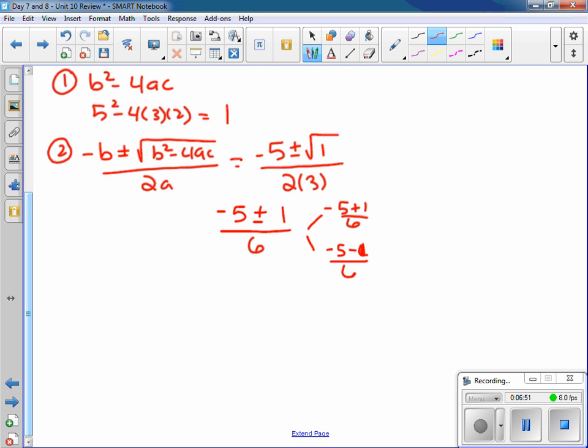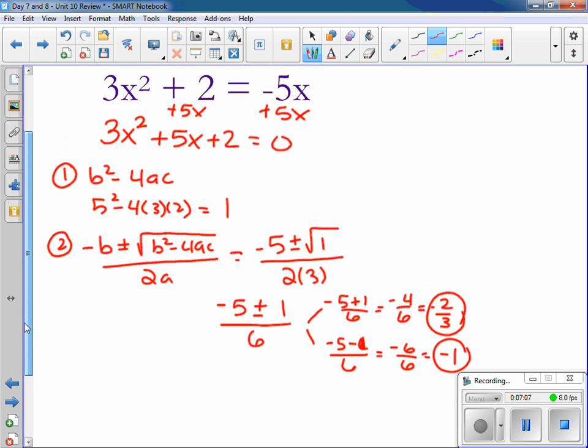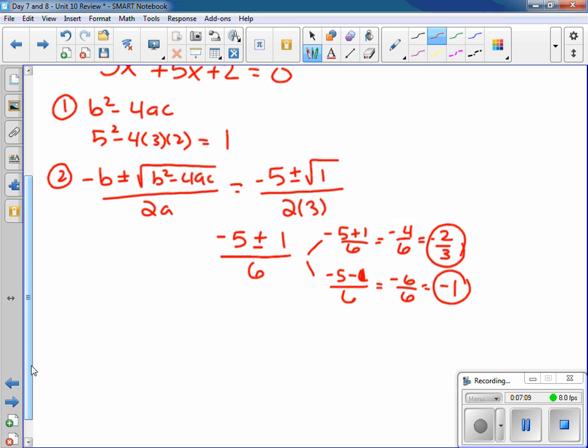Okay, so I get negative 4 over 6, which is equivalent to negative 2/3. And I get negative 6 over 6, which is equivalent to negative 1. Okay? And that's going to be an example of a quadratic formula that's easier to simplify. When you get down to square roots, you can't simplify it, so it's just going to be like negative 5 plus and minus the square root of 2 over 6, and you couldn't simplify that. But since the square root of 1 is a nice number, you can simplify it.